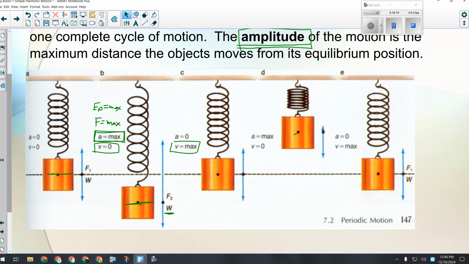Equilibrium is where the spring is neither stretched nor compressed. That's where it would sit if you didn't disturb it. So at that position, it doesn't exert any force. So there's no acceleration, no force, and no potential energy. But there's lots of what kind of energy? Kinetic, yeah, because your speed is at its maximum. At equilibrium, that's where it's going the fastest.